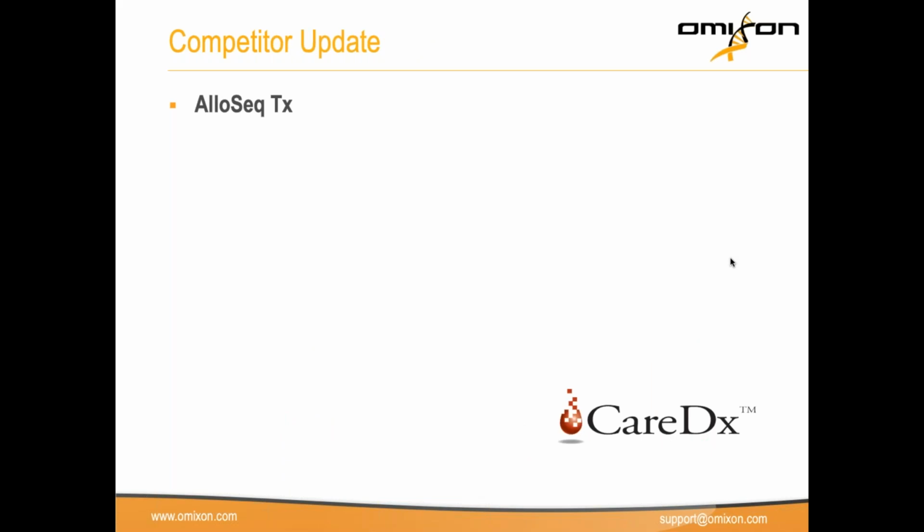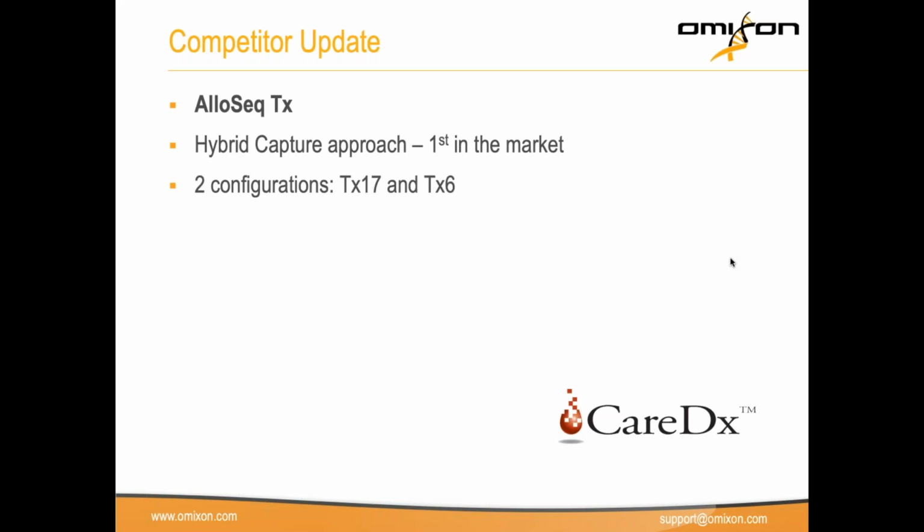And let's start with the CareDx update. So CareDx has the AlloSeq TX product, which is a multiplex product for HLA typing by NGS. It uses a hybrid capture approach, which is the first one in the market and the biggest difference in comparison to all of the other multiplex products in the market right now. There are two configurations that will be available. One is the TX17 and the other is the TX6. The TX17 essentially includes all of the classical HLA loci, some non-classical HLA loci, MIC-A, MIC-B, and some more SNPs.